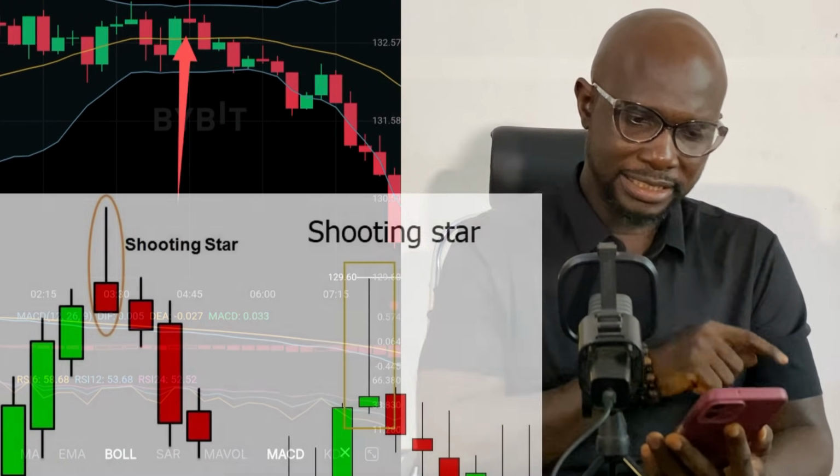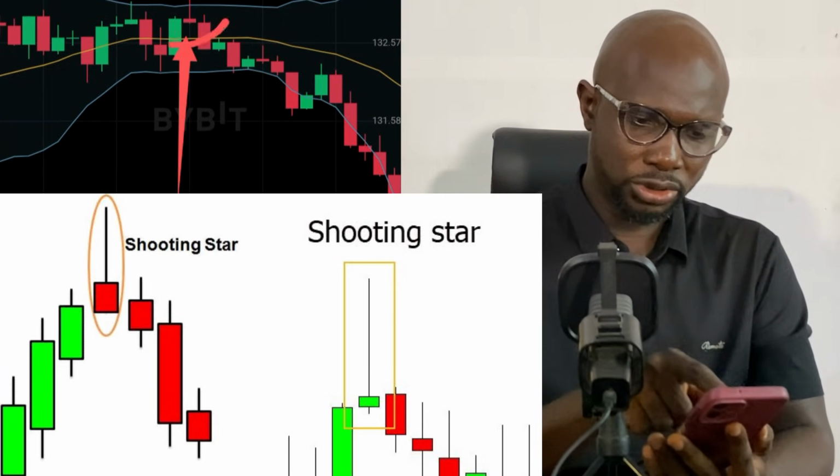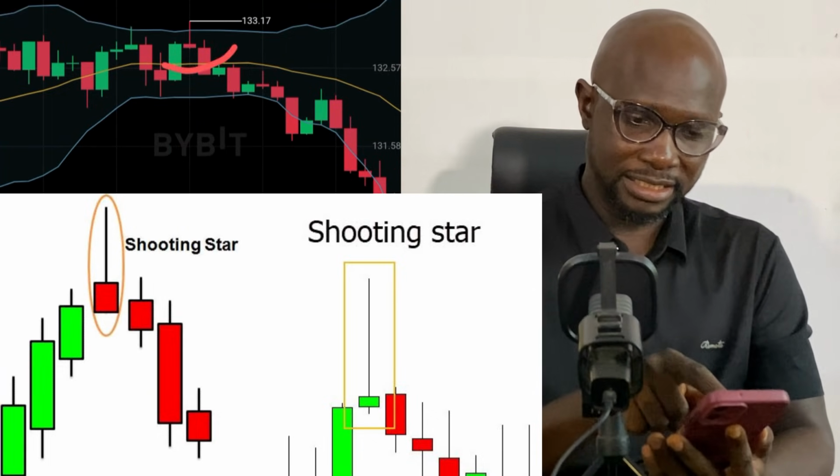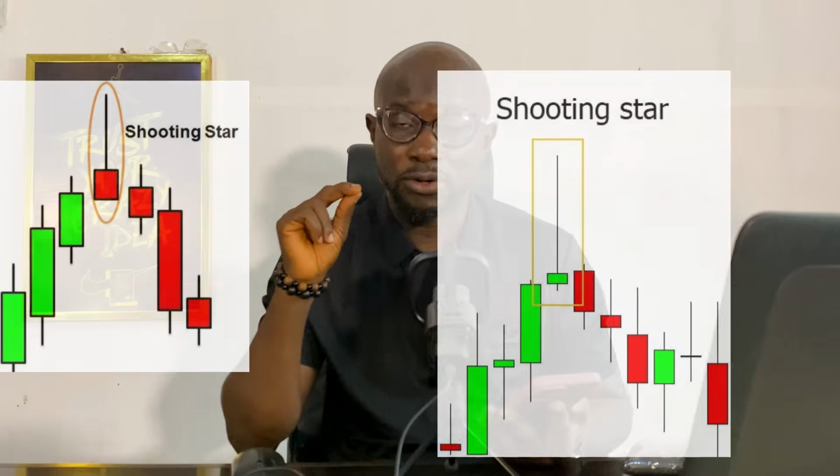Now this is a shooting star. I don't know if you can see it very well. This one here, this is called a shooting star. Are you seeing it again? This is a shooting star. I may put it on the screen for you to see. A shooting star is one of the confirmation candlesticks for bearish movement.